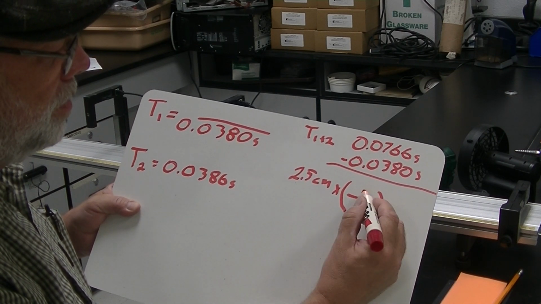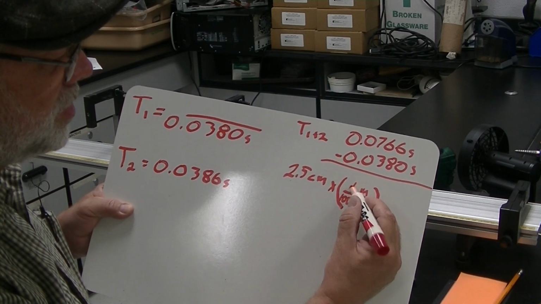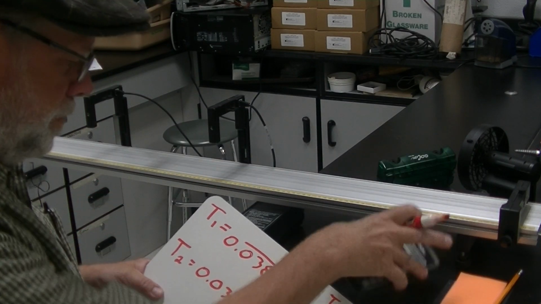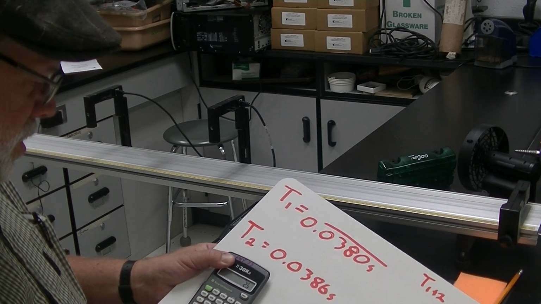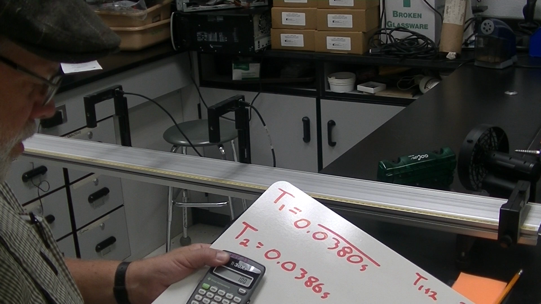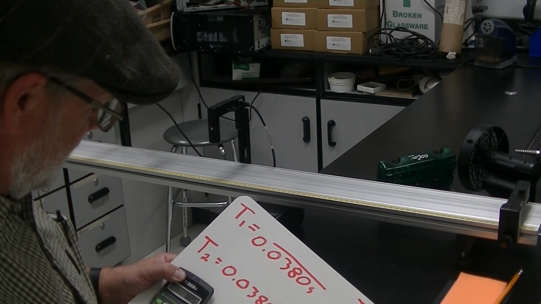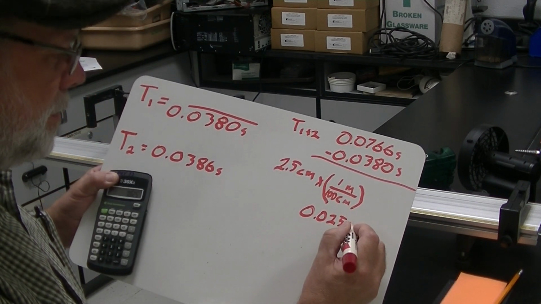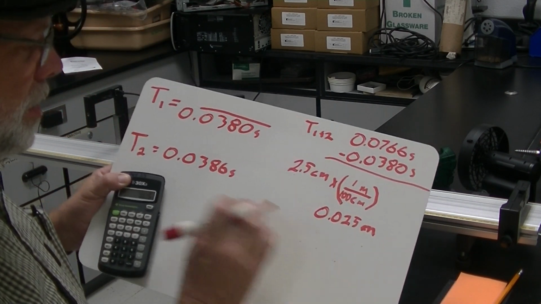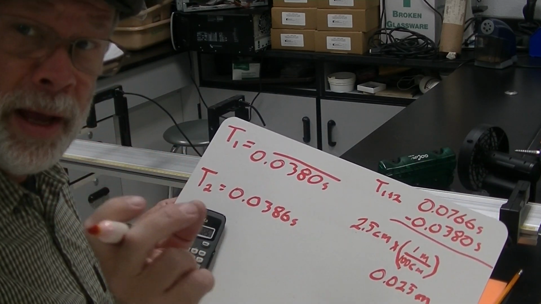Centimeters on the bottom, meters on the top. And what number makes that 1? Well, 100 centimeters in 1 meter. So 2.5 centimeters divided by 100. Okay, so my distance is 0.025 meters. Right? That was the distance through which the photogate was blocked.